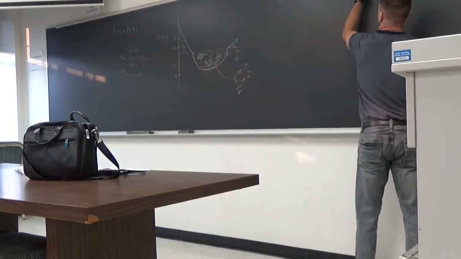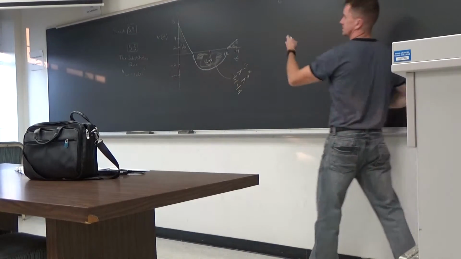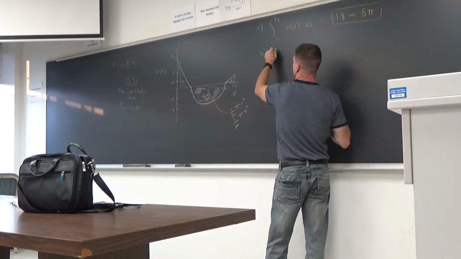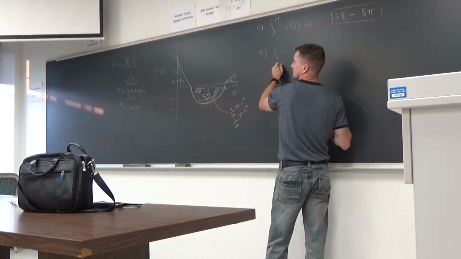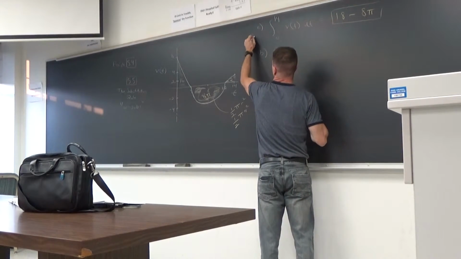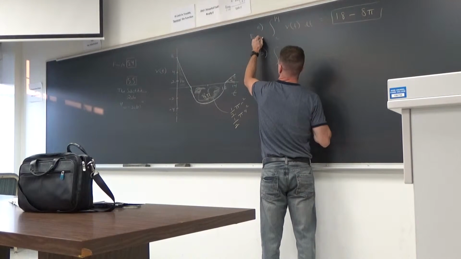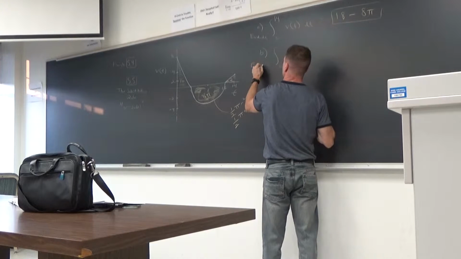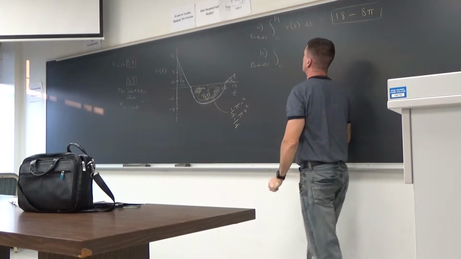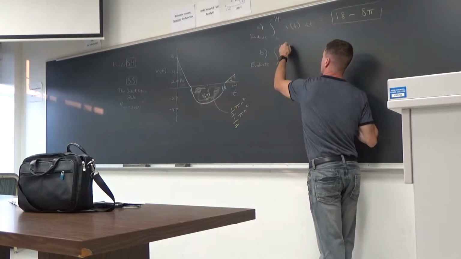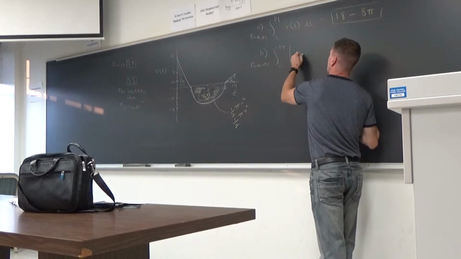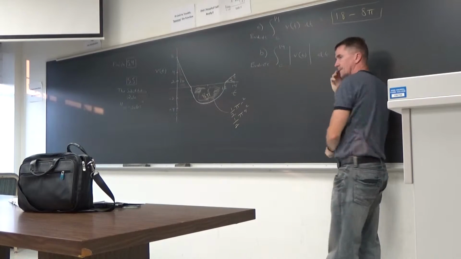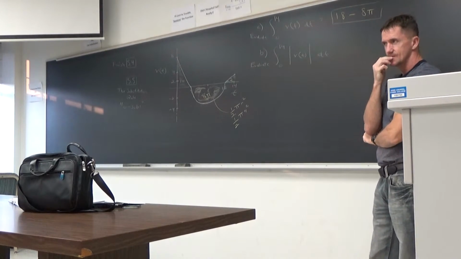Alright. Make this letter A. And letter B: evaluate. I should have put evaluate. Evaluate the definite integral from 0 to 14 of the absolute value of v of t dt. This is the displacement, right?